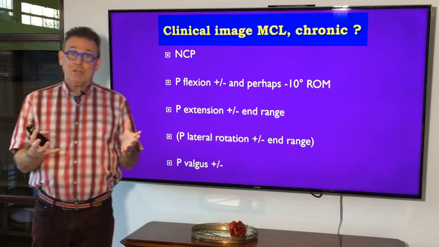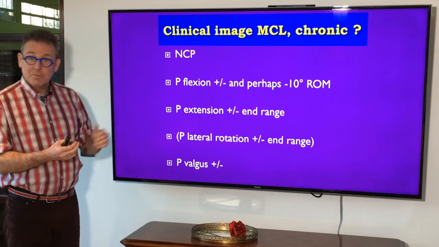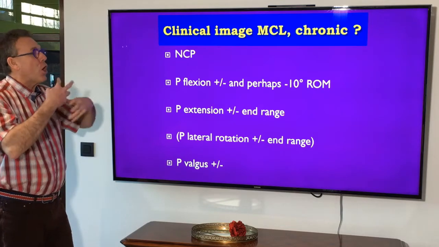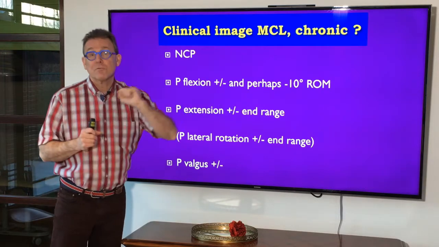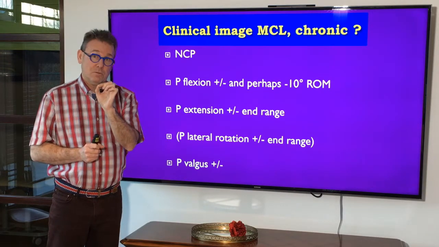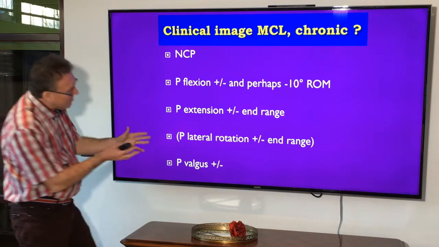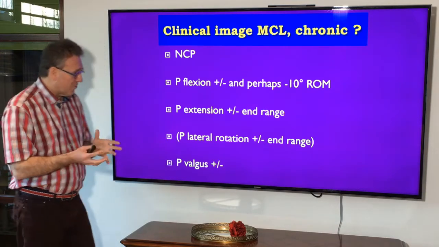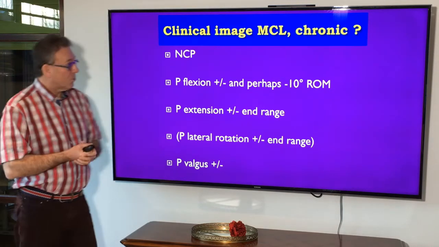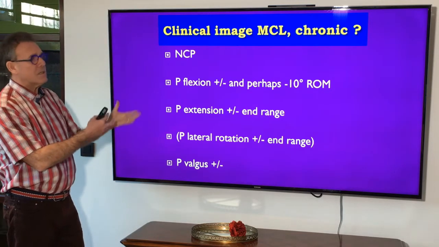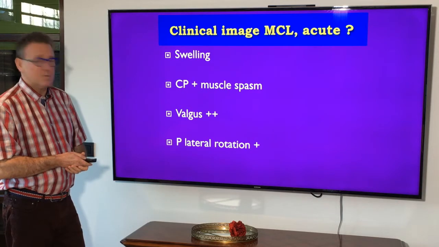The chronic image of an MCL is totally different. It is a clear non-capsular pattern. Flexion is slightly painful at end range and perhaps there is a small limitation of movement. This is not a certainty, but that could happen. Passive extension is slightly painful at end range. Perhaps passive lateral rotation is painful at end range, but that's not always the case. And of course your valgus as primary test is going to be positive too. So that's a completely different image if you compare it with the previous image.